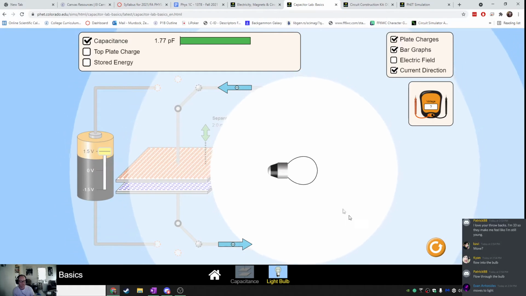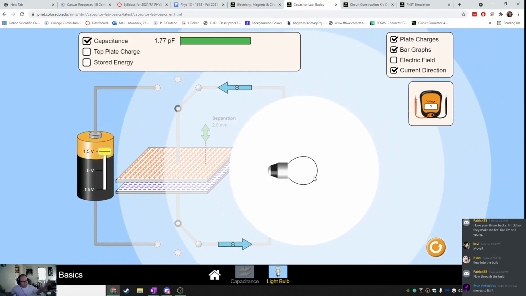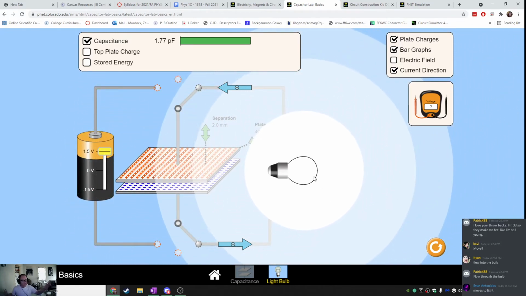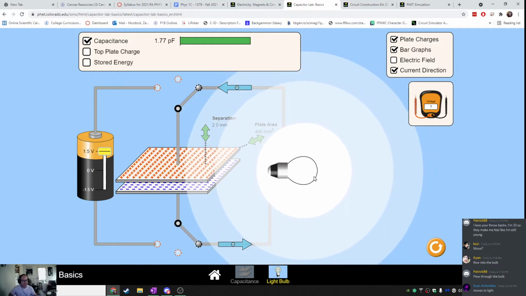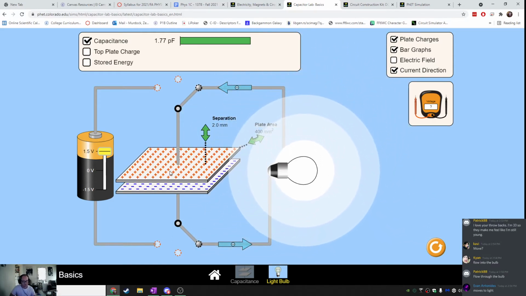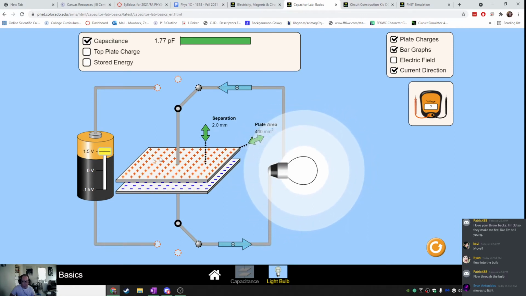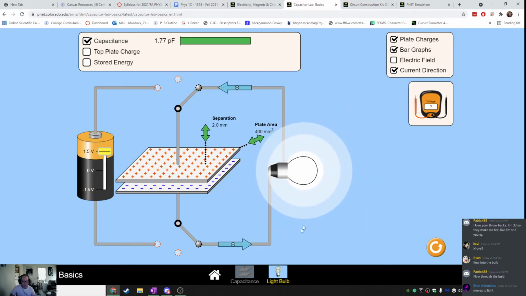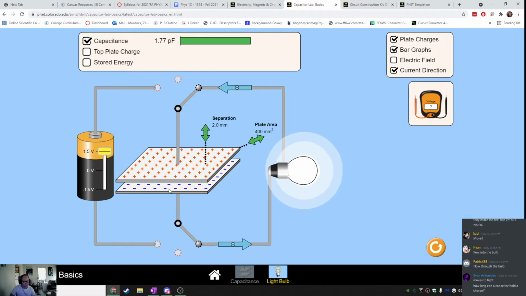So the light bulb's lit. It was at its brightest at the beginning, and now it's slowly dimming and dimming and dimming as we run out of charges, as we run out of energy, basically. And eventually, all the charges from the positive side over here are going to flow all the way back around here to the negative side. And eventually, there's not any charges anymore to keep the light bulb lit. So it takes some time, but eventually all the charges will flow off of it.